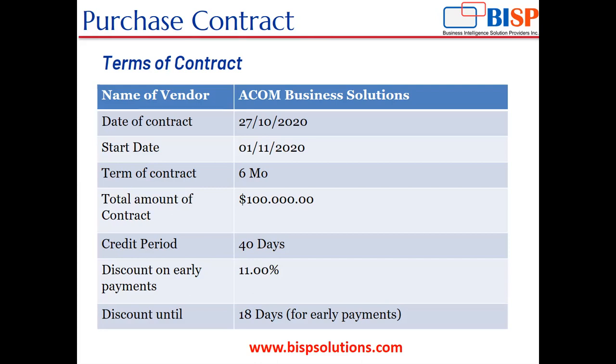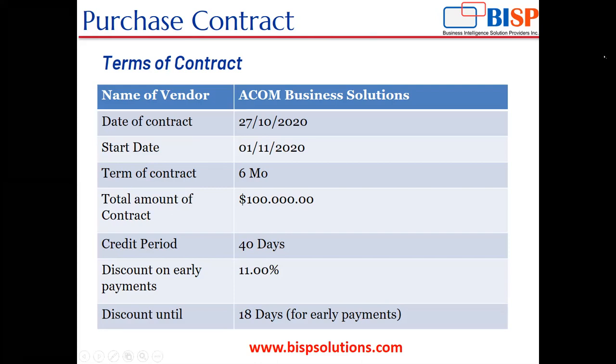The total amount of the contract is $1 lakh, and then here are the terms of payment. That is, a credit period from the bill becoming due is 40 days. Discount on early payments is 11%, and this discount holds up to 18 days from the bill becoming due. Up till 18 days, the discount is applicable if the payment is made within 18 days of bill becoming due. So these are the terms of contract.